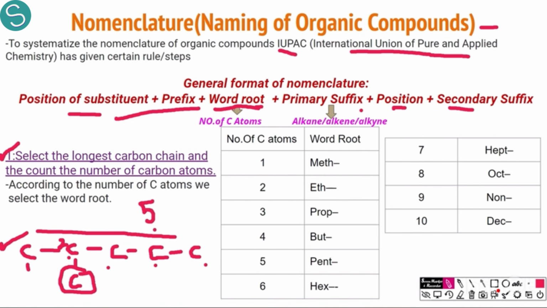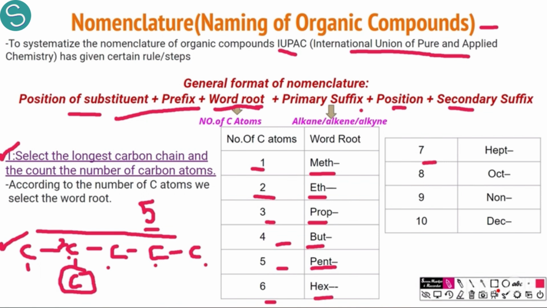Now according to this number of carbons we select a word root. For selecting a word root we have these options. If there is one carbon in the chain, we use the word root meth. If there are 2 carbons we use eth. If there are 3 carbons we use prop. For 4 carbons the word root is but. For 5 carbons the word root is pent, and for 6 carbons the word root is hex.